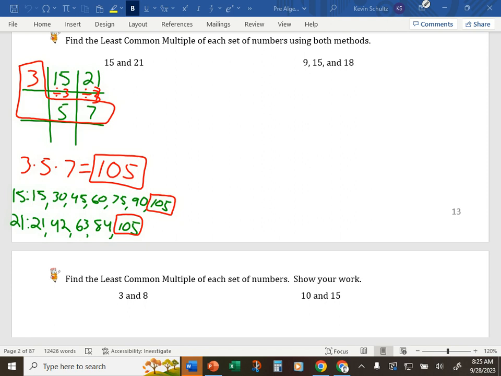Yeah, if you add wrong, if you put 110 here instead of 105, well now your whole list is messed up and you might not find a least common multiple for a long time. Okay. So it's a little bit less risk to use the table method, but this method does work as well.